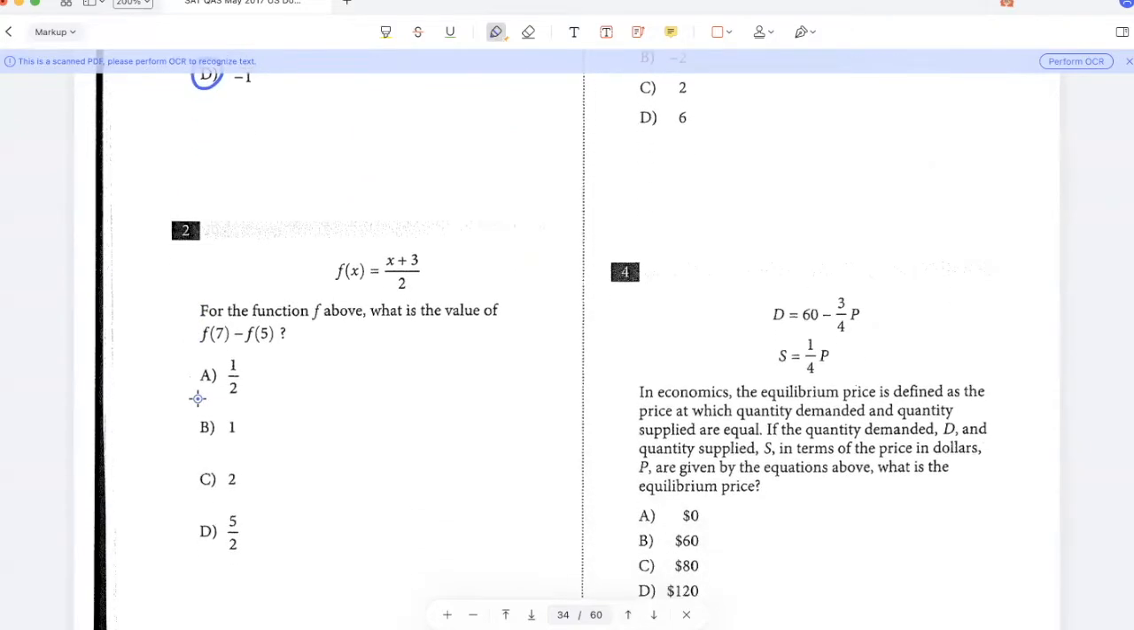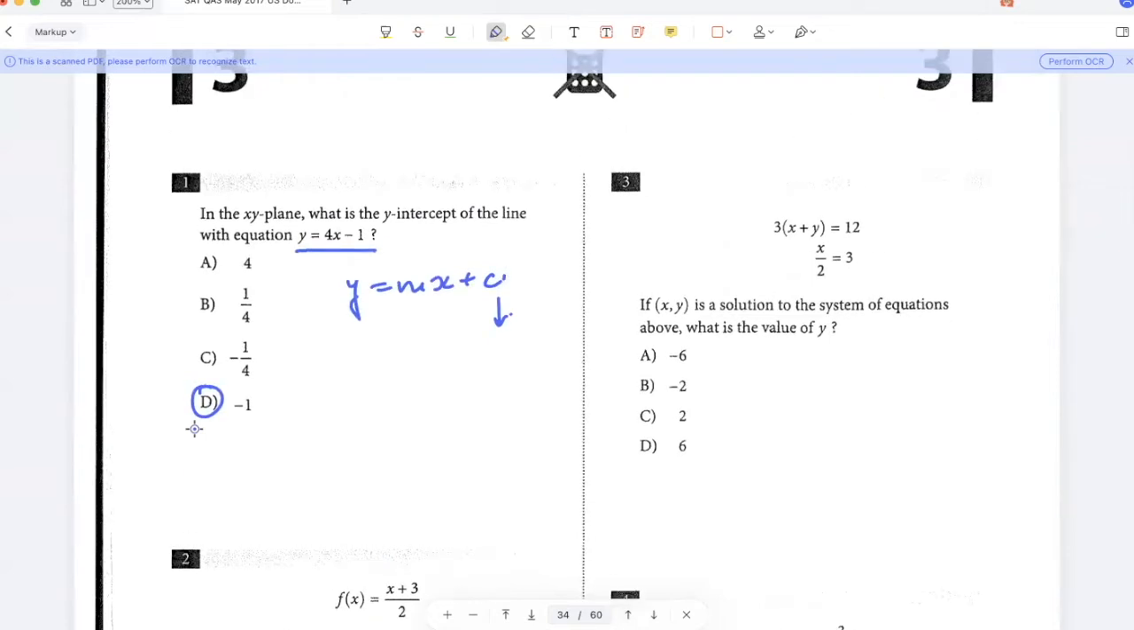For the function f above, what is the value of f(7) minus f(5)? So f(7) is 7 plus 3, 10 by 2, 5. And f(5) is 5 plus 3, 8 by 2, 4. So 5 minus 4 is 1.